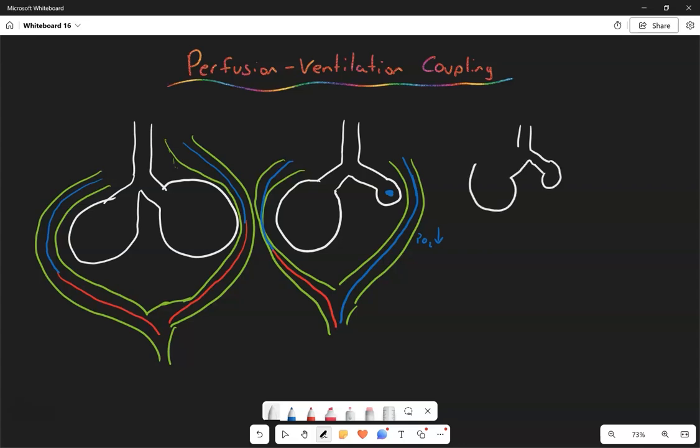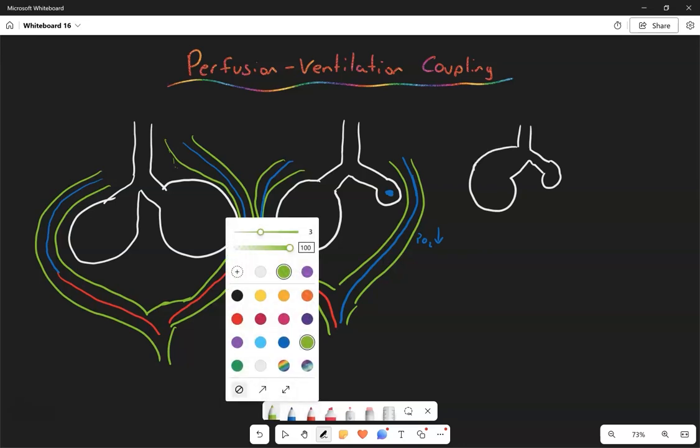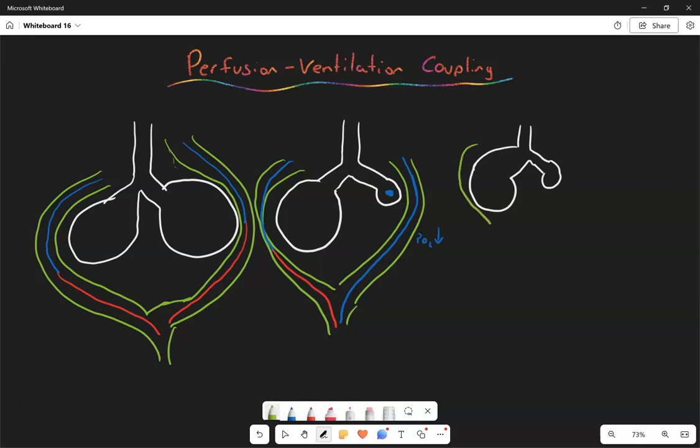So what that causes is for the blood vessel that is surrounding that underventilated or non-ventilated alveolus to vasoconstrict. So what we end up with is we have our blood vessel over here, and then we have our blood vessel over here, but it is really constricted. Right? So it's going to limit the amount of blood flow through it.